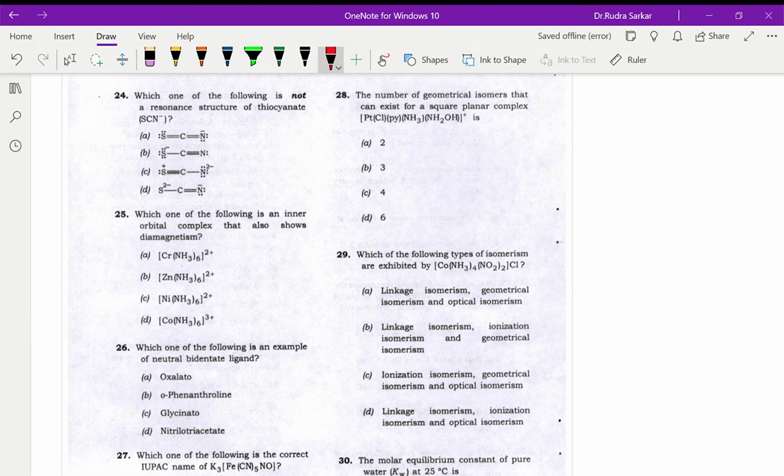Question 24: which one of the following is not a resonance structure of thiocyanate? Simply think in terms of the Lewis dot structure and look for carbon valency where it is not 4.